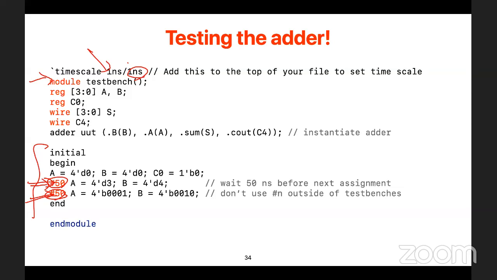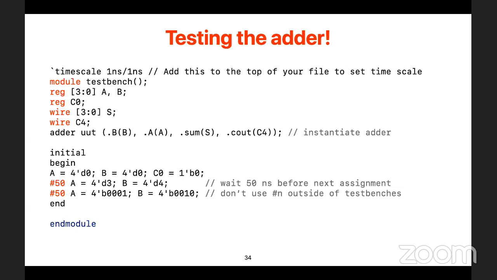So with this initial block, at the first 50 nanoseconds, you will assign A as 3, B as 4. And then 15 nanoseconds later, your A value and B value will become these, and then you will test your module like that. So this is how you would use an initial block for testing your code. All right, so this is probably the basics that you need for Verilog.